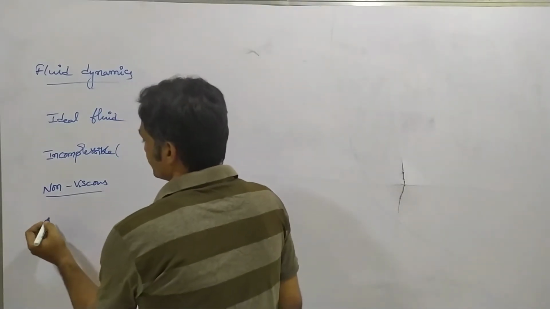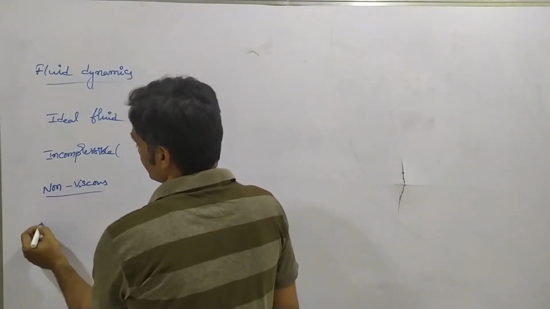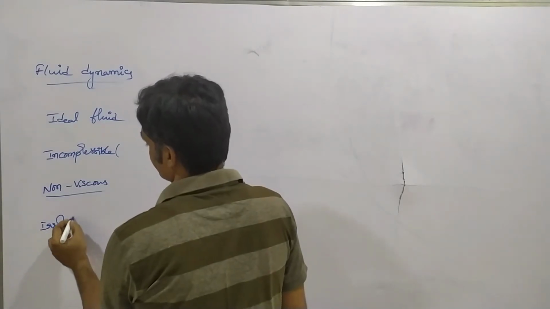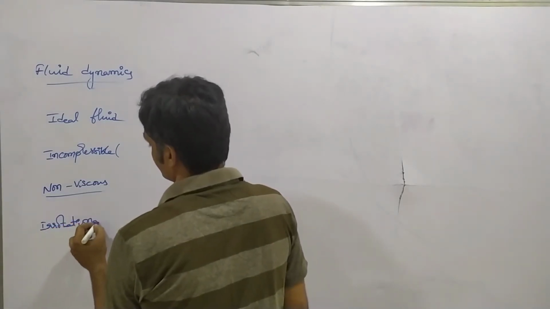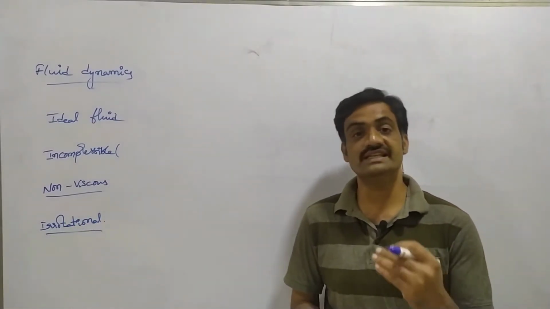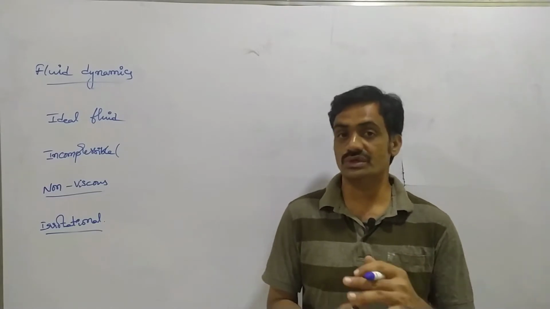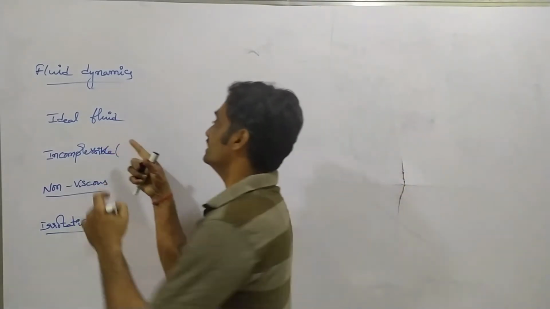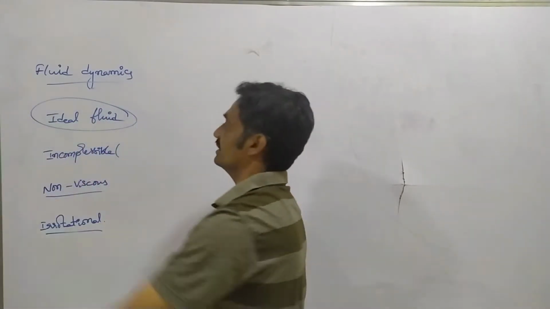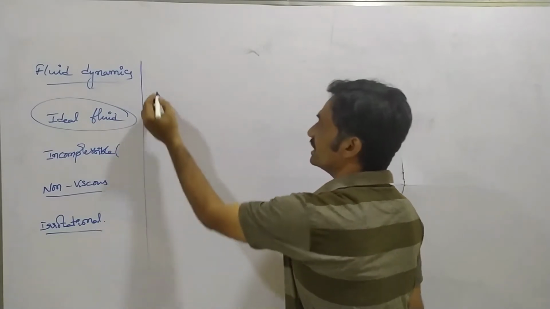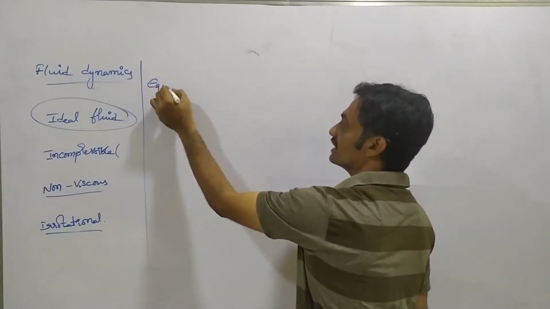As well as here we consider irrotational, which means the angular velocity of the fluid is equal to 0. It should not rotate, it should flow in a straight direction. Then only we can represent this ideal fluid. Based on this concept, now we are going to discuss the equation of continuity.